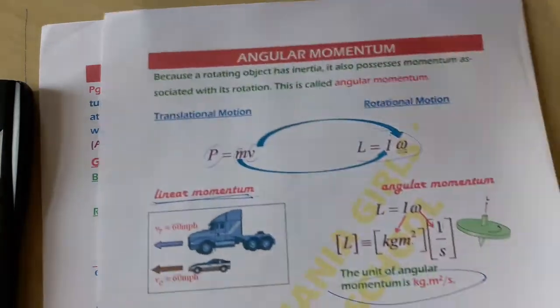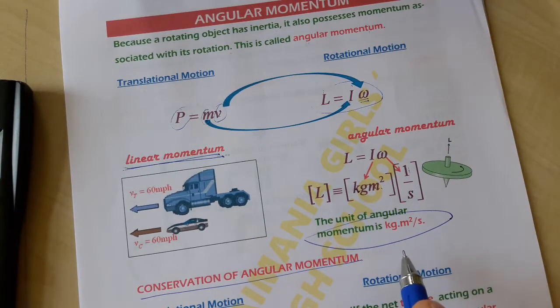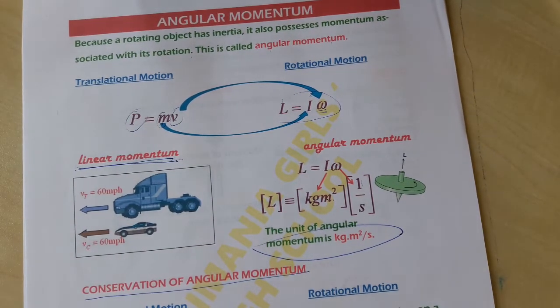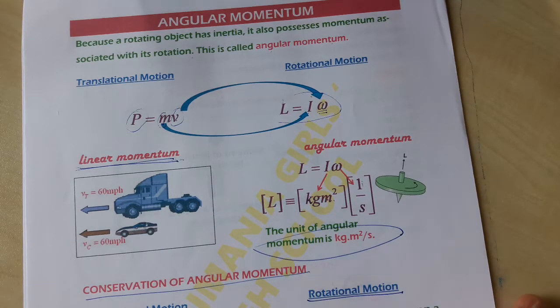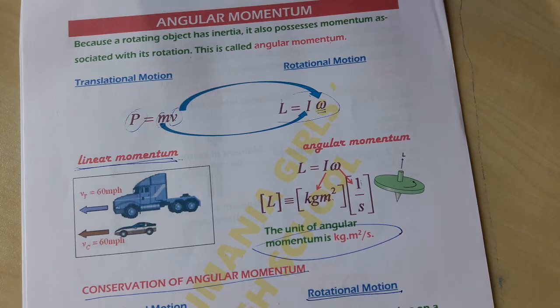Okay, the next one we are going to show is the conservation of angular momentum. What does conservation of angular momentum mean? If something is conserved, it means it's constant. It is very similar to conservation of linear momentum. In translational motion, linear momentum is conserved if the net force acting on the object is 0, which means, as you studied last year, m1 v1 is equal to m2 v2. If mass decreases, speed increases. If speed decreases, mass increases, or vice versa.